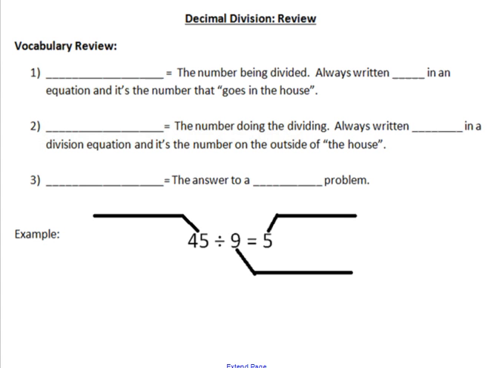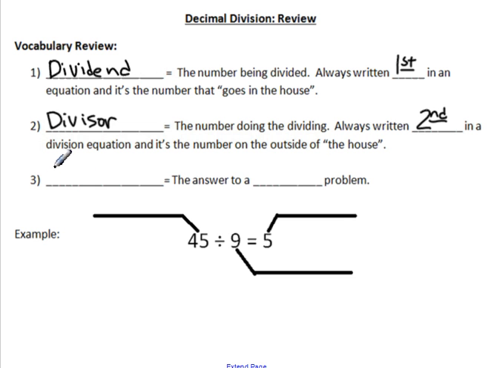The first one is the number that is being divided, and that is the dividend. The number being divided is always written first in an equation, and it is the number that goes in the house. The next term is the divisor. Remember, anything I write here, you should write on your note-taking guide. It's the number doing the dividing. It's always written second in a division equation, and it's the number on the outside of the house.